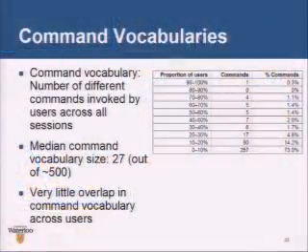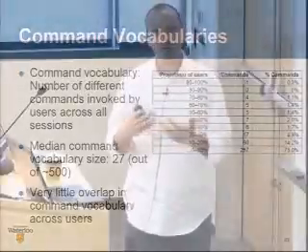Another way you can look at the command use across your user group or your user base is to consider their command vocabulary, so the number of different commands that people have used across all sessions. The median command vocabulary for this particular user group was 27 out of about 500. So people only invoked about 27 different commands across all sessions. And what was interesting is that there's very, very little overlap in command vocabularies between people. Right? So people have very idiosyncratic uses of the software.